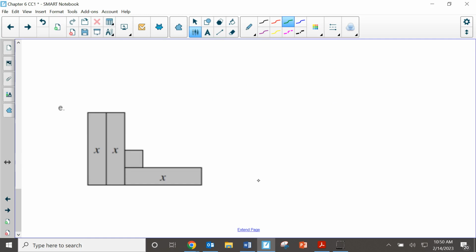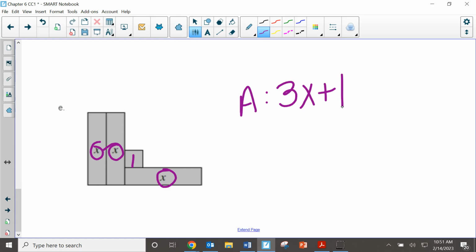All right, this one is a little trickier, okay? And it's going to come with the perimeter. So let's go ahead and get the area out of the way. Remember, this is an area of 1. So for my area, I have 3 x's plus that 1. Perimeter. So I'm going to go ahead and go on my outside.